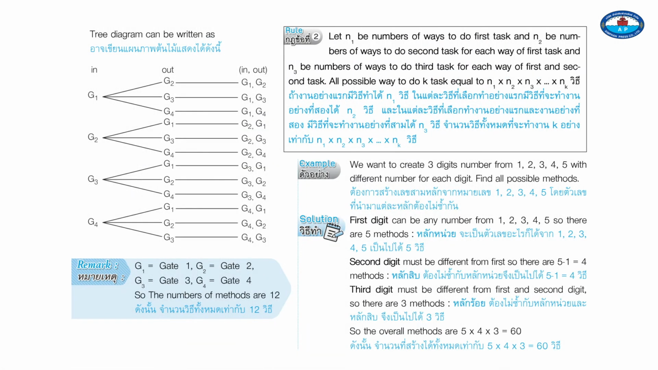Rule 2. Let n1 be the number of ways to do the first task, n2 be the number of ways to do the second task for each way of the first task, and n3 be the number of ways to do the third task for each way of the first and second tasks. All possible ways to do k tasks equal n1 times n2 times n3 times all the way through times nk.